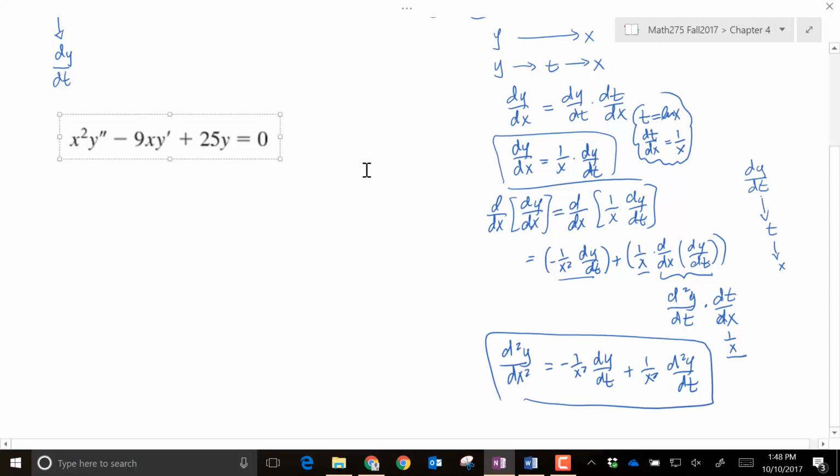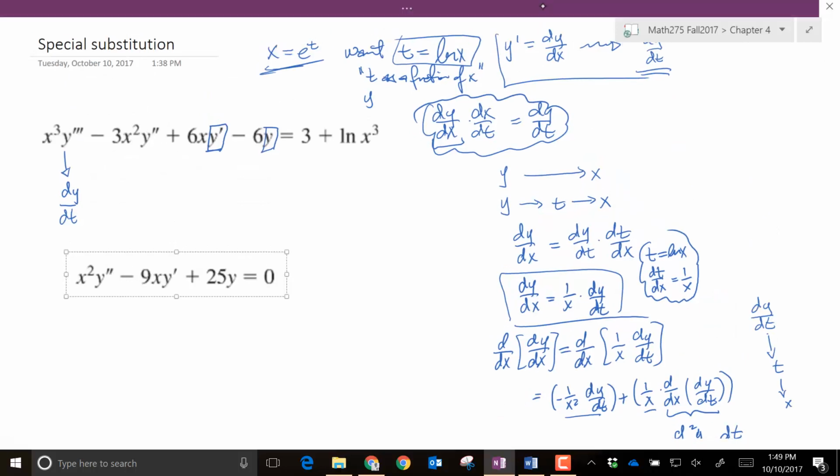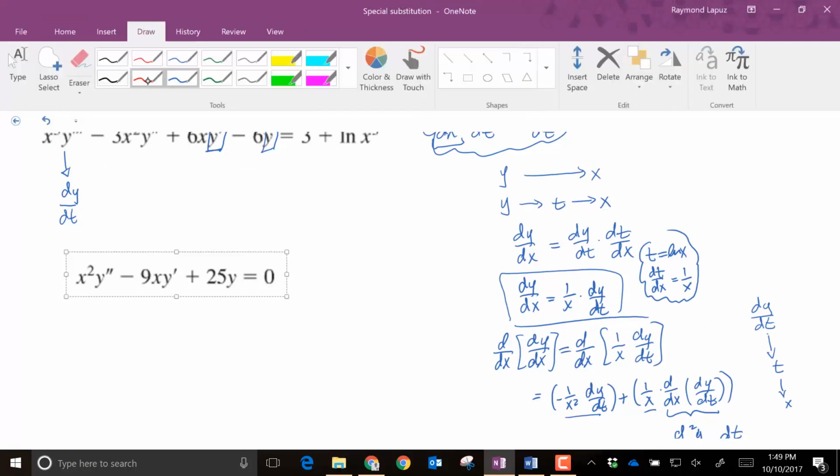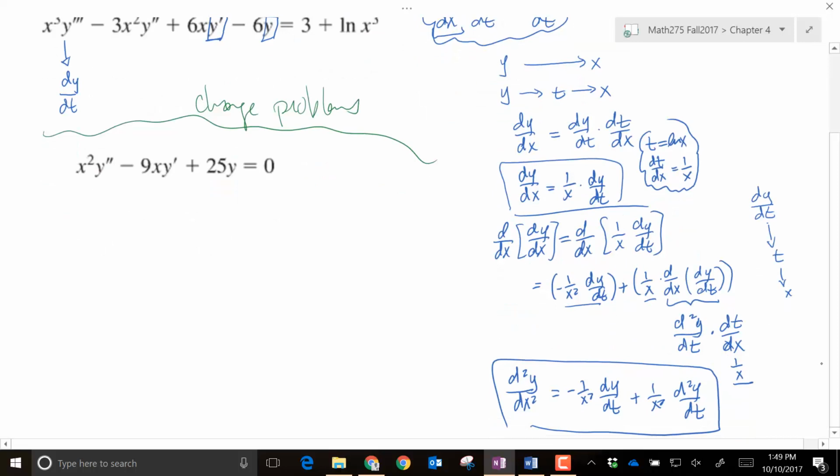All right, so we have to remember in our notes we're going to change problems here. All right, we're going to focus on this one based on what we have. And what do we have? We have our y prime and our y double prime. So let's do the replacement.